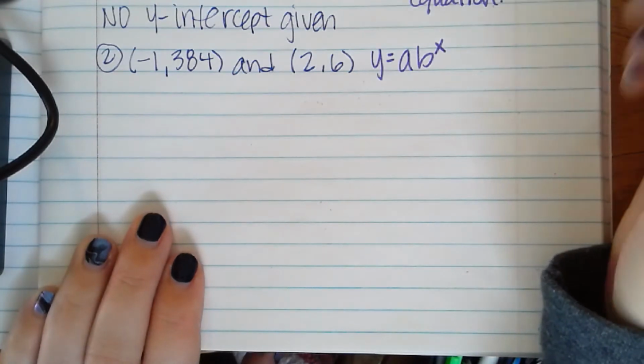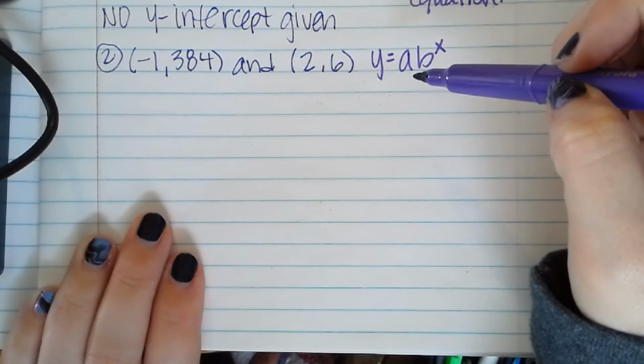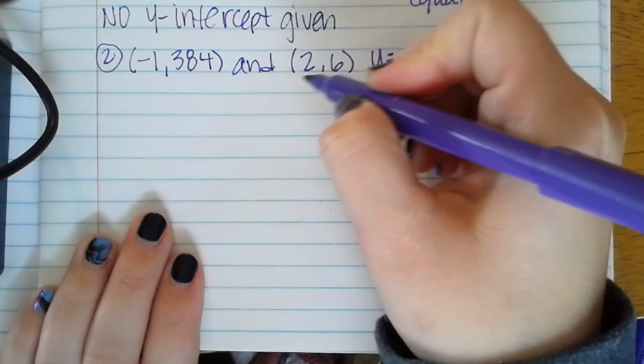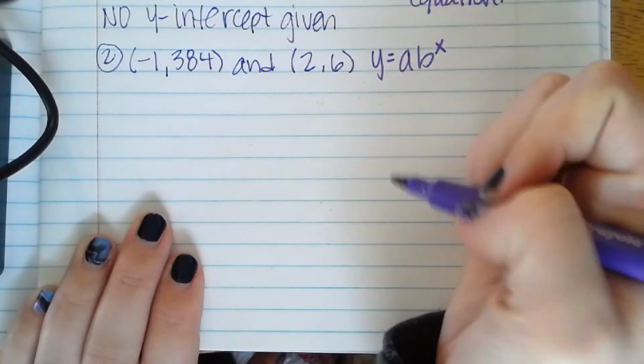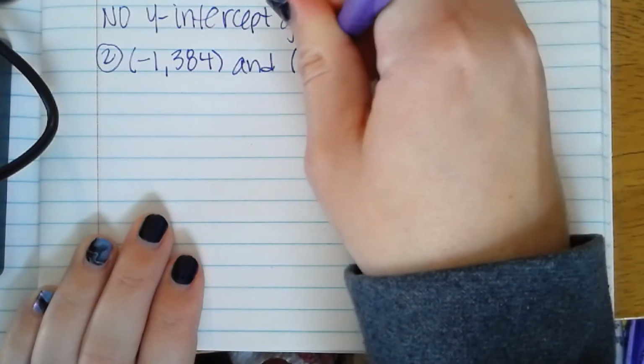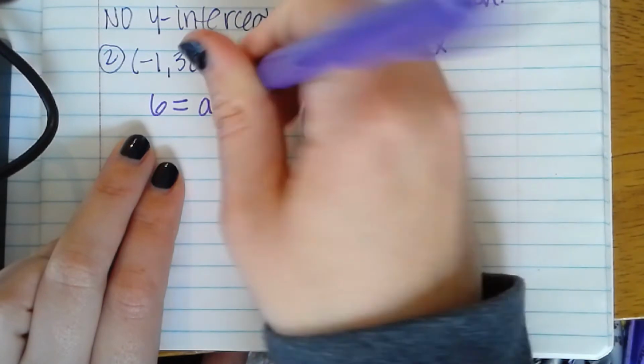Okay, and the only trick here that you need to make sure you're doing is you have to make sure you start with the bigger x value. So because 2 is bigger than -1, we are going to go ahead and start with that 2. So I'm going to label this with an x and a y, and that's going to form our first equation. So 6 equals a times b to the second.